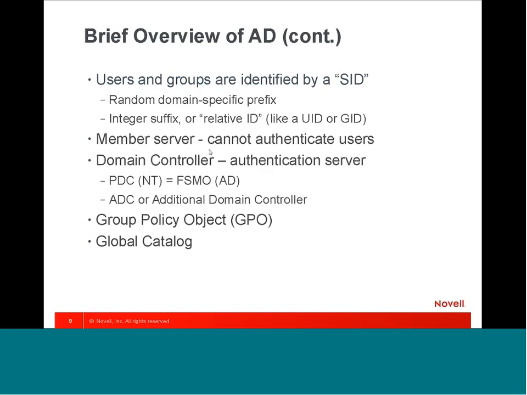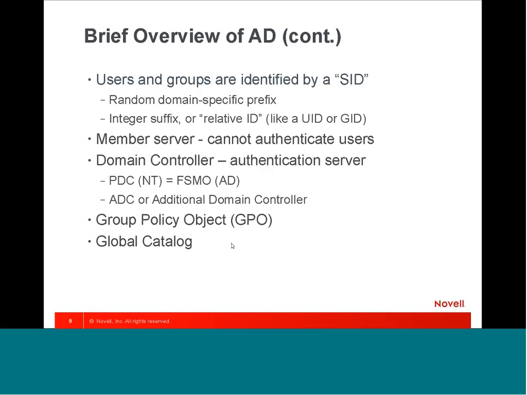Member servers are not domain controllers. They do not have the users' keys, so therefore they cannot authenticate users, but they can serve file systems, applications, things like that. A domain controller is an authentication server. A group policy object is a GPO. That's how you tell a workstation what it's supposed to be doing, what a user has access to, and also what login scripts, things like that, get created.